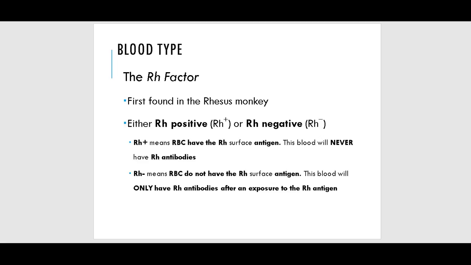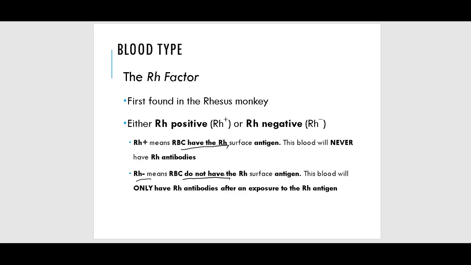Everybody's blood type is either Rh positive or Rh negative. Rh positive simply means that you have the Rh antigen on your red blood cells. If you have this Rh antigen, this identifier, present on your red blood cells, your blood will never have Rh antibodies. Again, you don't want to attack yourself. If you have Rh negative blood, that means that your red blood cells do not have the Rh surface antigen. You're Rh negative. You don't have that antigen.